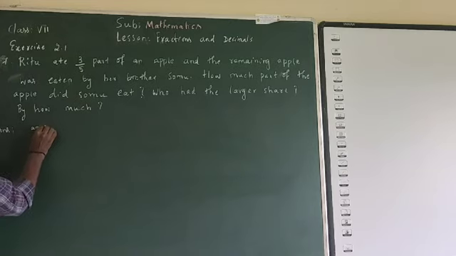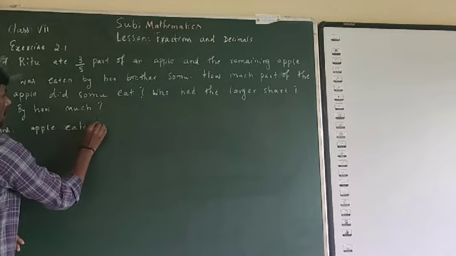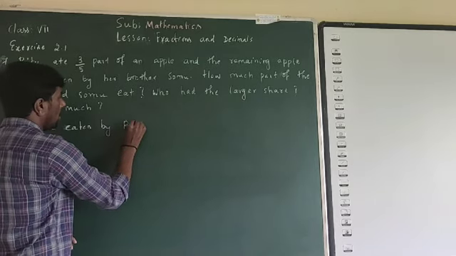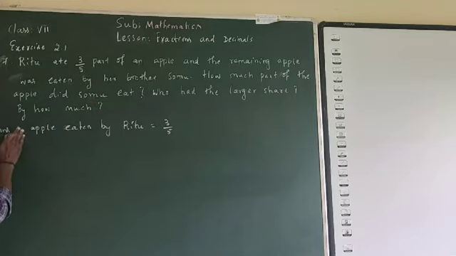Apple eaten by Ritu equals 3 by 5 part of the apple. We can write the answer.